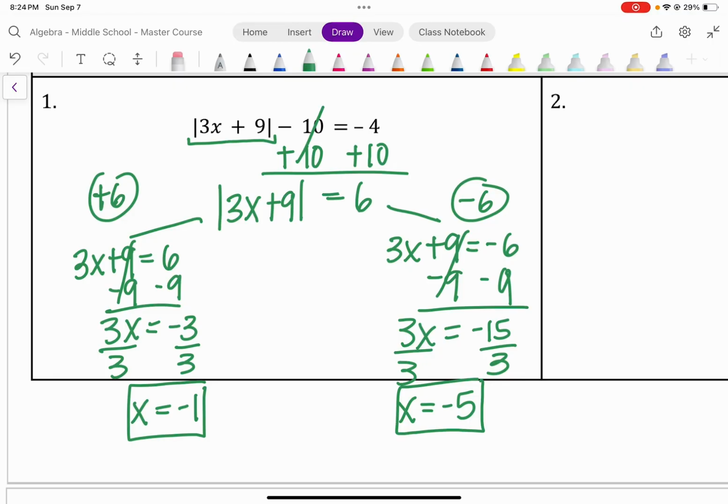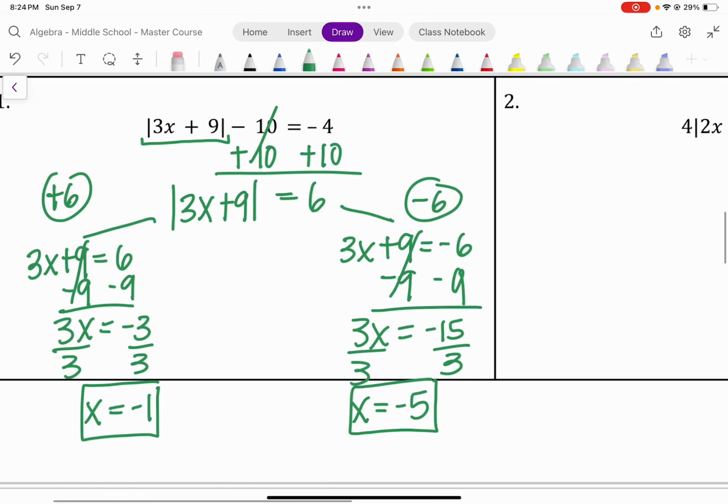So 3 times negative 1 is negative 3. Add 9 to that would be positive 6. The absolute value of positive 6 is 6. 6 minus 10 is negative 4. So I know I did my work correctly.